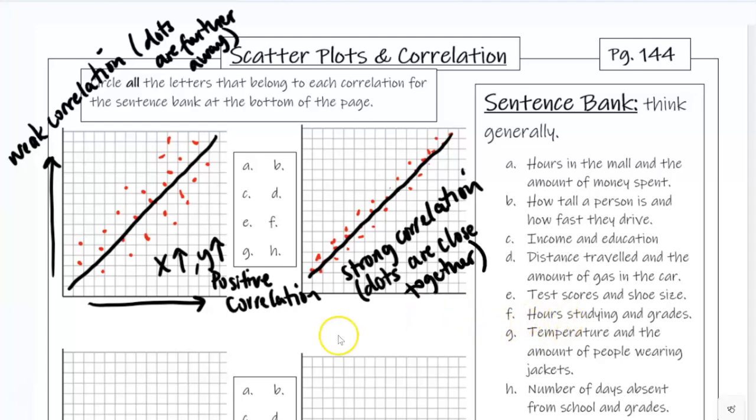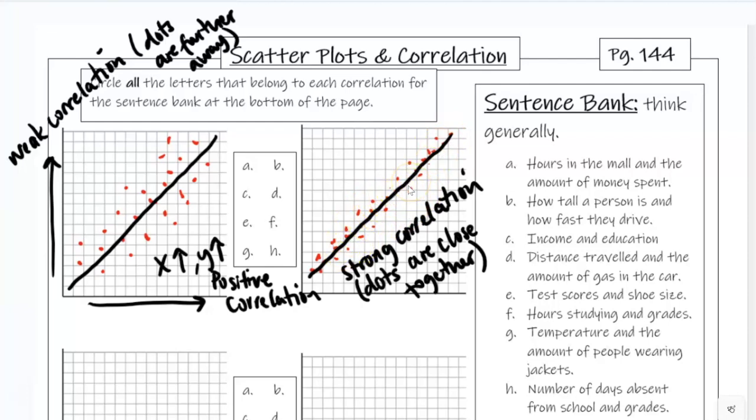I'm going to say it again. There are two ways that you're going to describe it, so both have to be in the sentence. This is a positive weak: positive because it is going up, weak because the dots are further away. This is a positive strong: positive because it's going up, strong because they're more closely together.